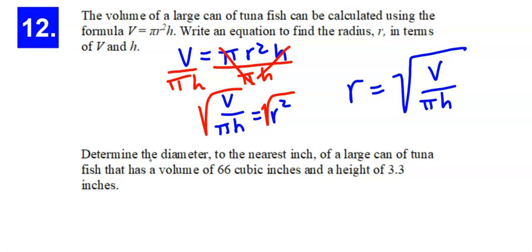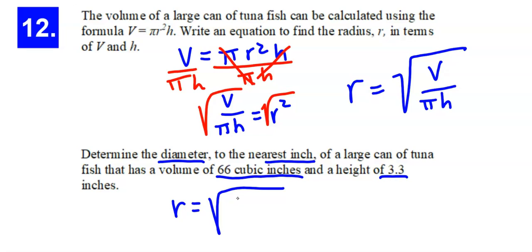The second question asked me to determine the diameter to the nearest inch of a large can of tuna that has a volume of 66 cubic inches and a height of 3.3. Well, now that I have rearranged this formula, I can use it to erase the v value and replace it with 66, and erase the h value and replace it with 3.3.